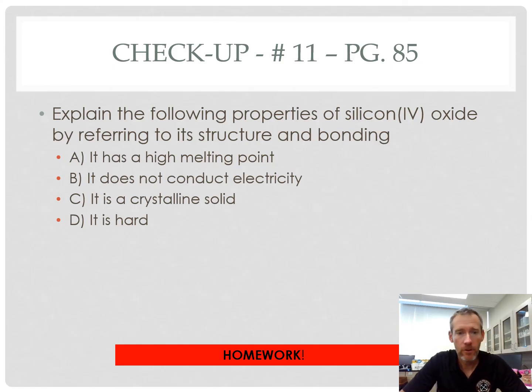All right. The only homework question is to explain the properties of silicon dioxide, or SiO2, referring to its structure and bonding. So remember, structure is 3D tetrahedral shape, bonding is covalent. So why does it have a high melting point? Why does it not conduct electricity? Why is it a crystalline solid? And why is it hard? So some of these could overlap. Pretty simple question, but basically just think about its structure, its bonding, and answer these 4 properties.